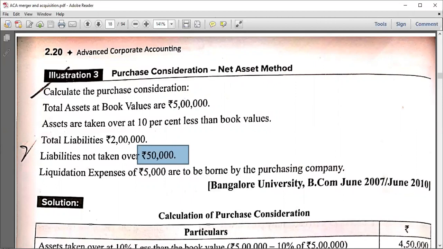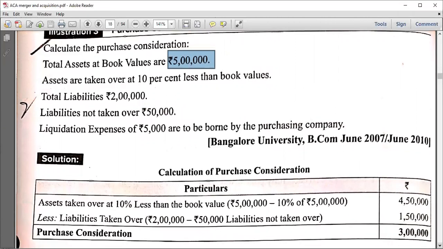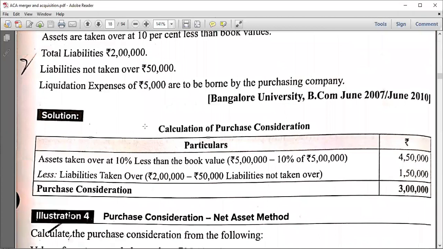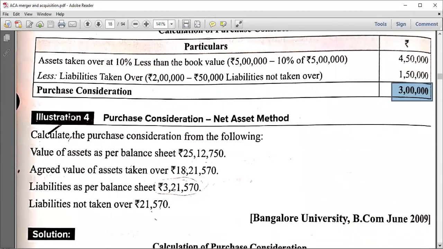What you are supposed to do: assets taken over 4 lakh 50,000. See, 5 lakh is a book value. They will be taking over at 10% less. So 4 lakh 50,000 minus 1 lakh 50,000. So calculation of PC: assets taken over, 5 lakh minus 10%, 4 lakh 50,000, and liabilities taken over, 2 lakh minus 50,000. See, they are not taking over 50,000, so we need to minus, then we'll get 1 lakh 50,000. The total amount will be how much? 3 lakh.